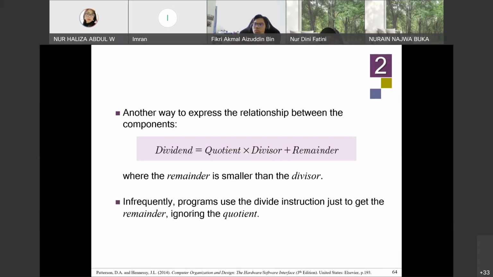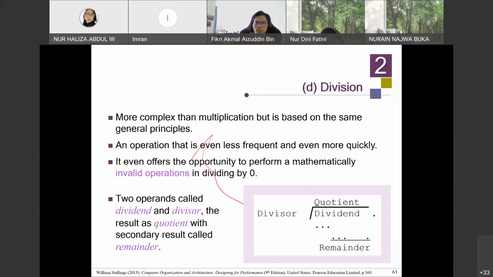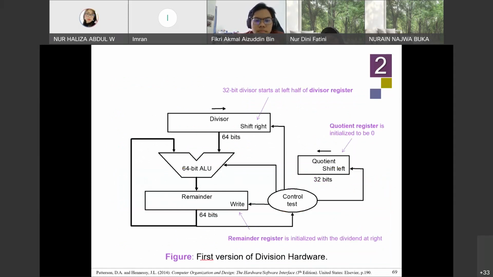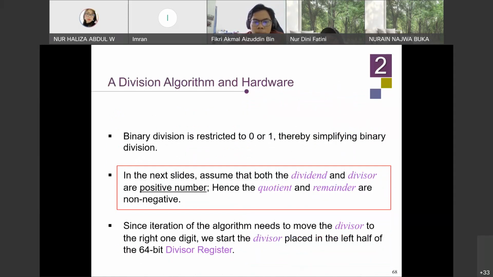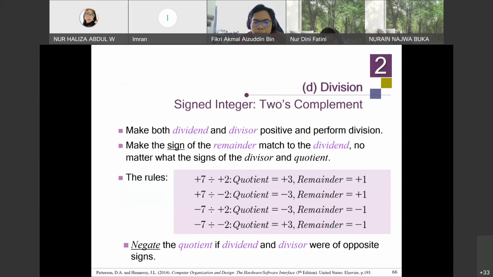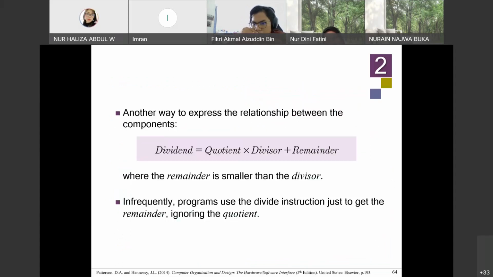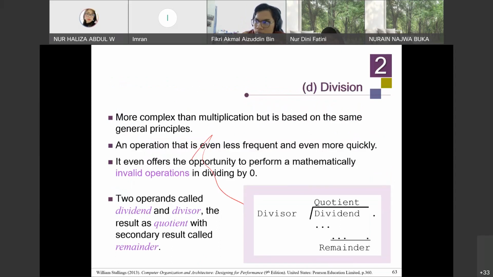Okay, before we go to this algorithm, you need to know why we need that algorithm. Normally when we are dealing with mathematics, we have dividend, divisor, and quotient, also remainder. So you need to know all of this.